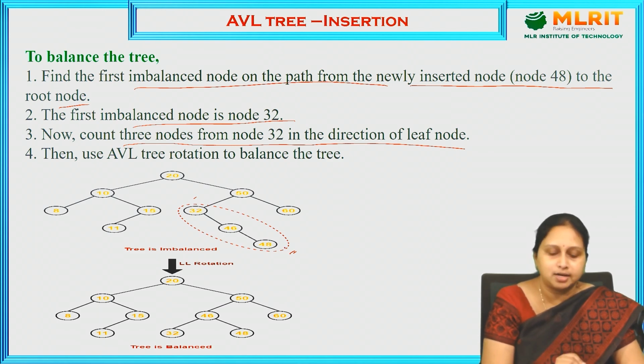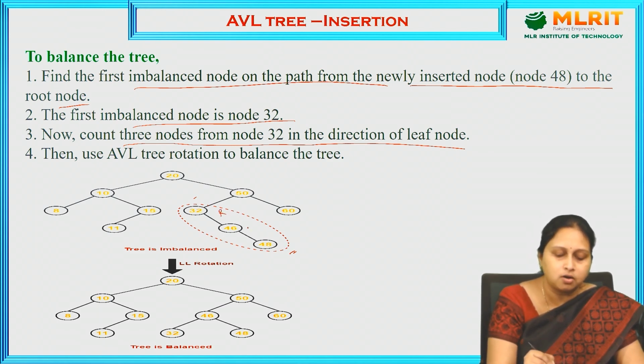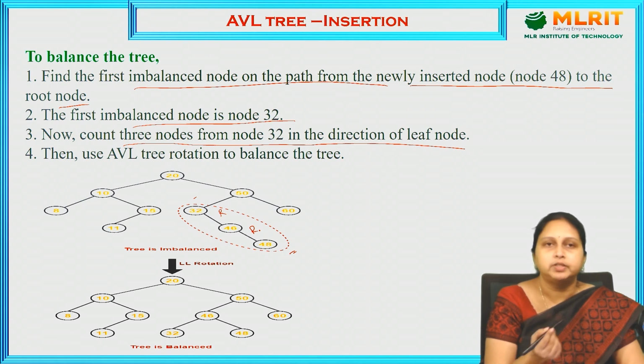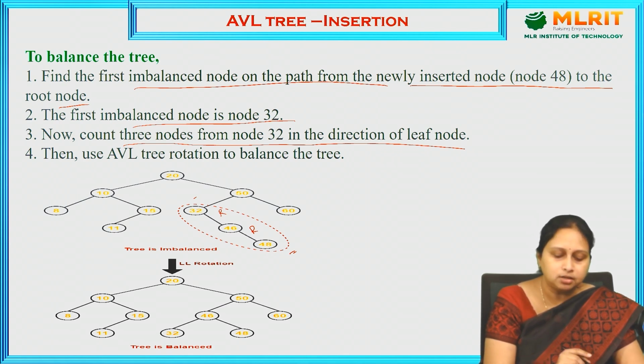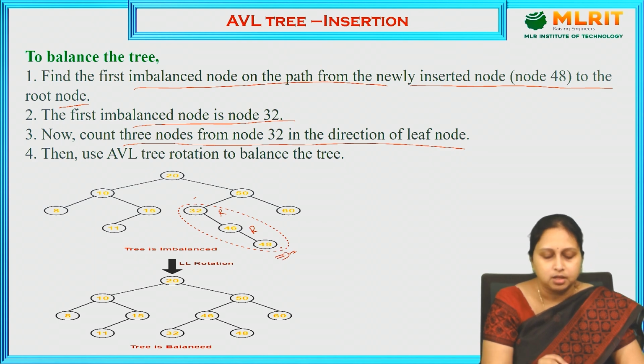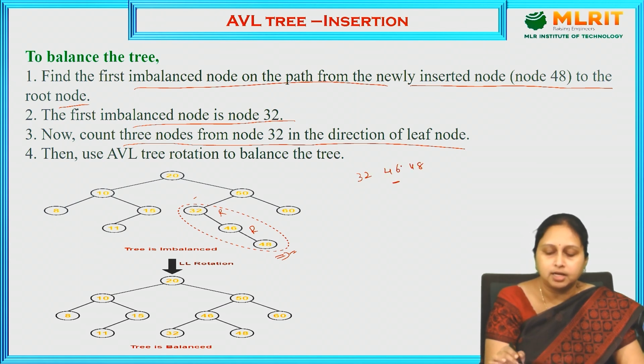Why is it imbalanced? Because of RR it is imbalanced. Which rotation we need to do? We need to perform the LL rotation. When I am going to perform the LL rotation, just remember which is the median element among these 32, 46 and 48. Which is the middle element? 46 is the middle element. That should become the root node, and this will be the left and this is the right.